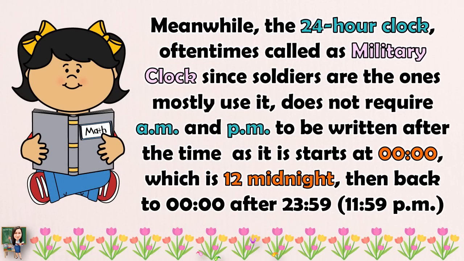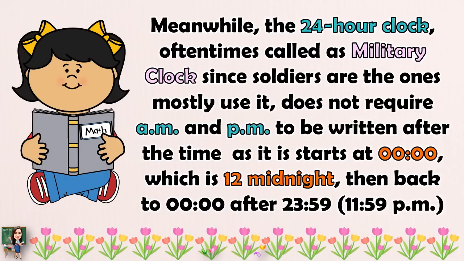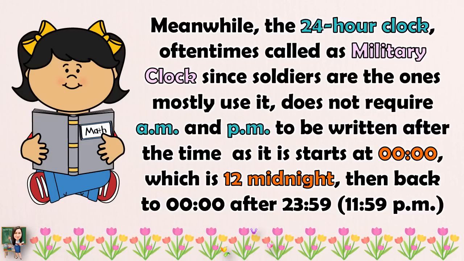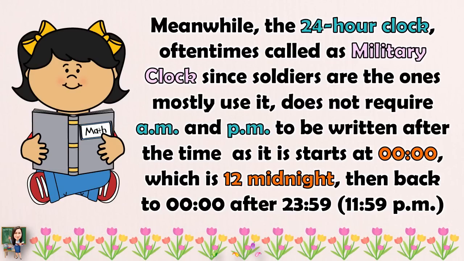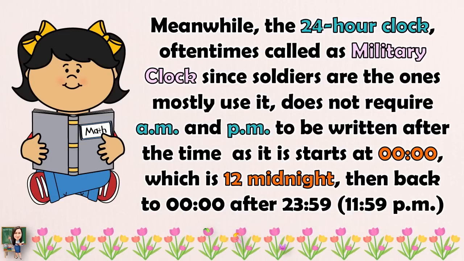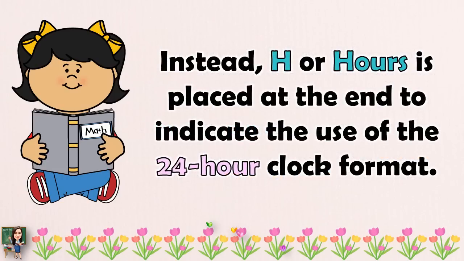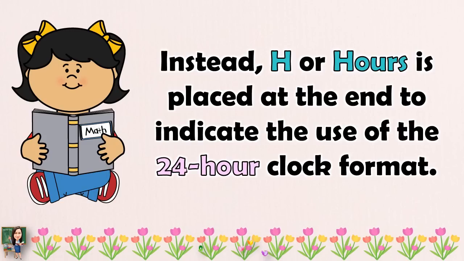Meanwhile, the 24-hour clock, often called the military clock since soldiers mostly use it, does not require AM and PM to be written after the time. It starts at 0000 hours, which is 12 midnight, then goes back to 0000 hours after 2359 hours, or 11:59 PM. Instead, H or hours is placed at the end to indicate the use of the 24-hour clock format.